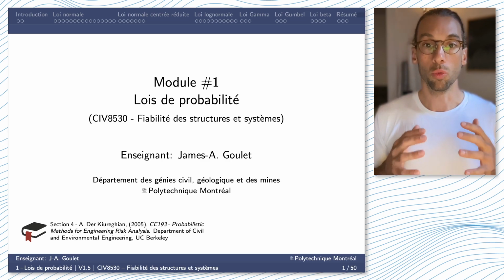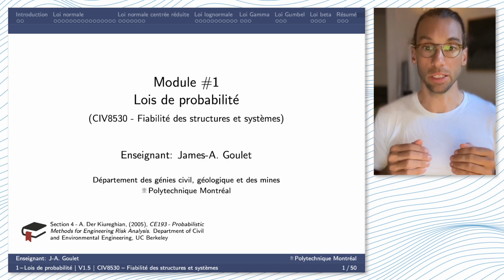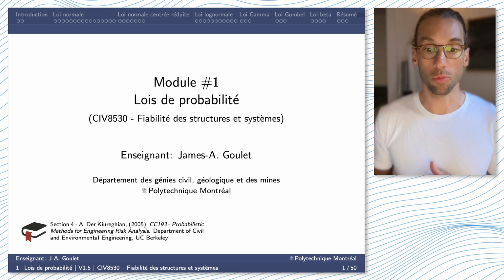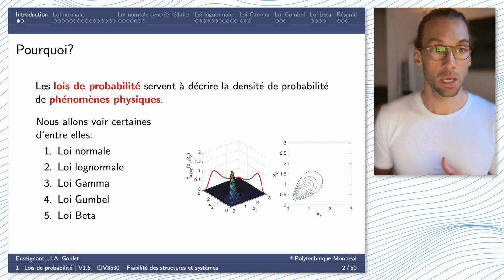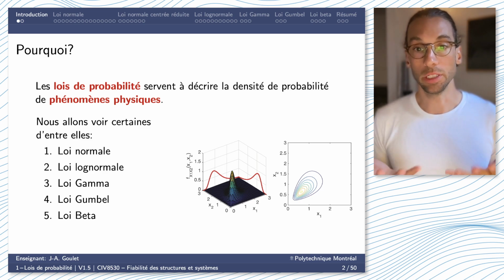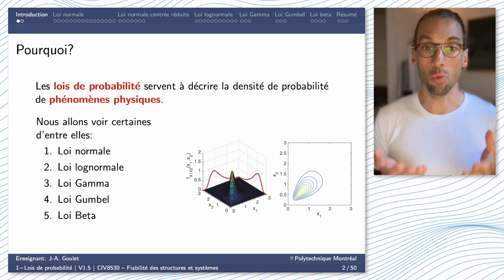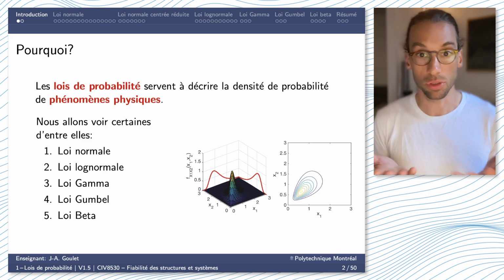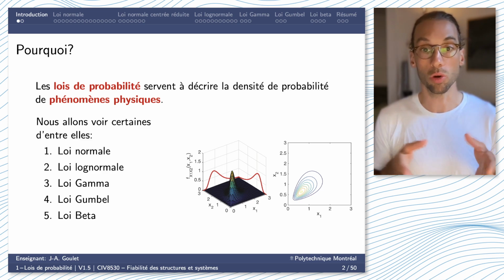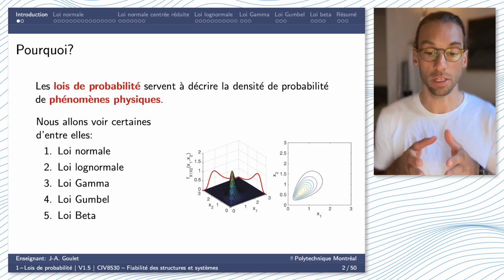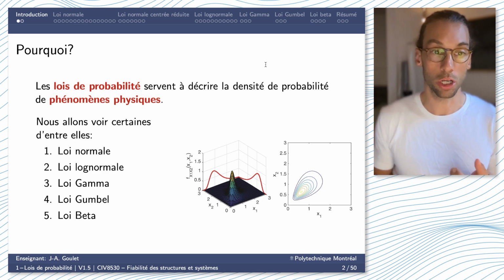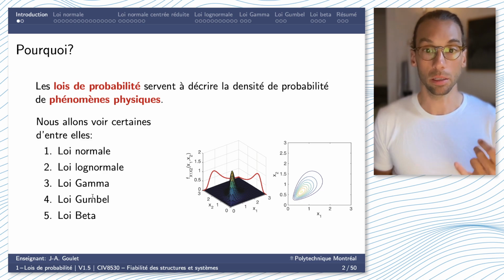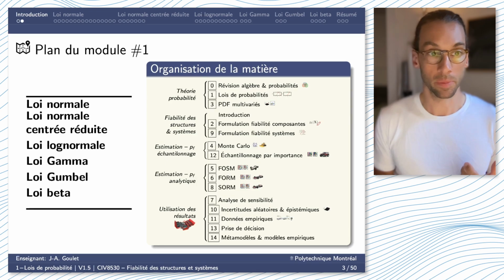In Module 1, we're going to see the key probability distributions that are required to perform reliability analysis. Why? We need probability distributions in order to describe the possible occurrences of diverse physical phenomena. The ones that we're going to see in the context of this reliability course are the normal distribution, log normal, gamma, Gumbel, and beta.